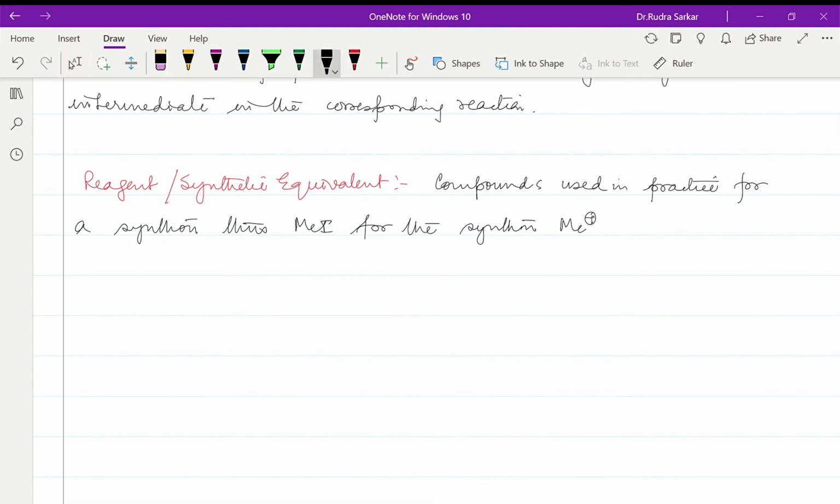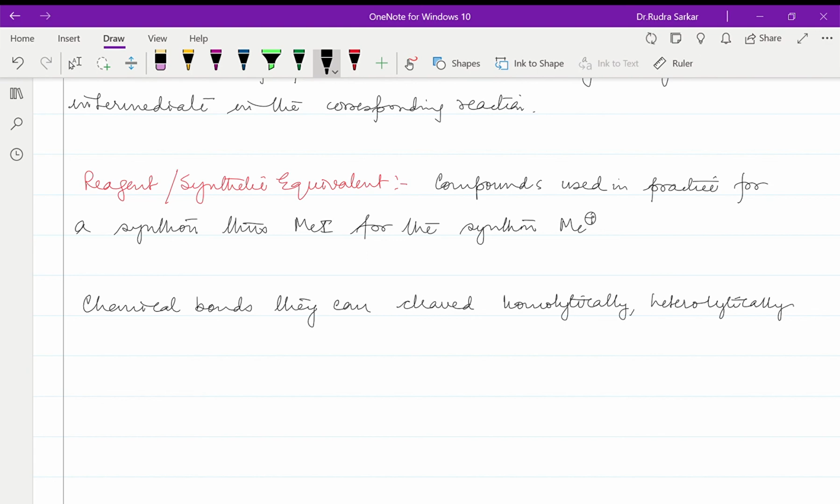Now out here, while we are considering disconnection, the chemical bonds can be disconnected or cleaved homolytically, heterolytically, and also by concerted transform.